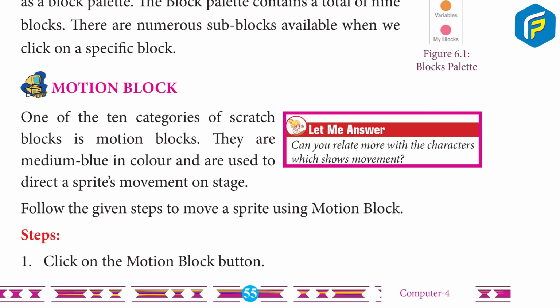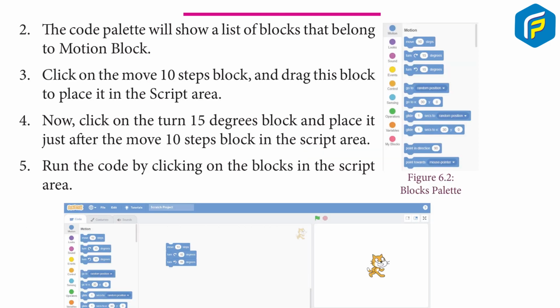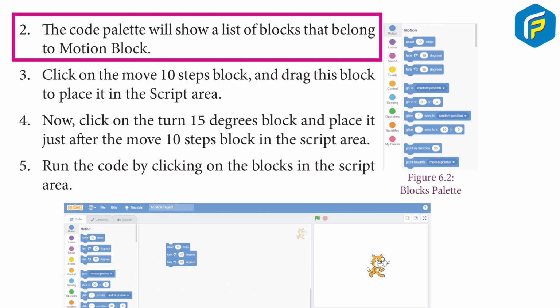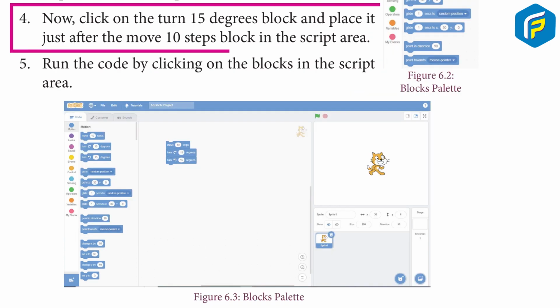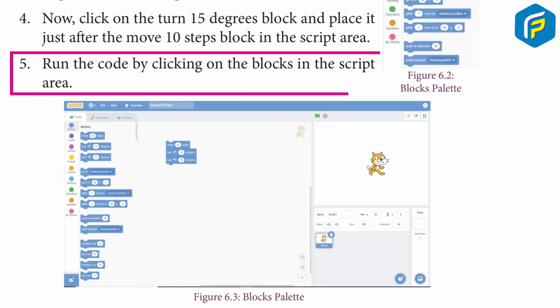Let me answer. Can you relate more with the character which shows movement? Step 2. The code palette will show a list of blocks that belong to motion block. Step 3. Click on the Move 10 steps block and drag this block to place it in the script area. Step 4. Now click on the Turn 15 degrees block and place it just after the Move 10 steps block in the script area. Step 5. Run the code by clicking on the blocks in the script area.